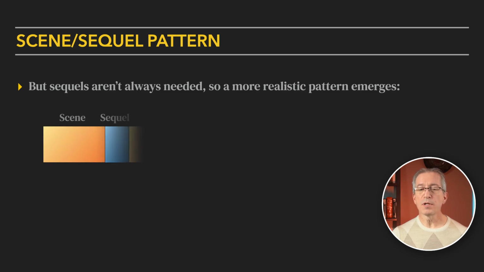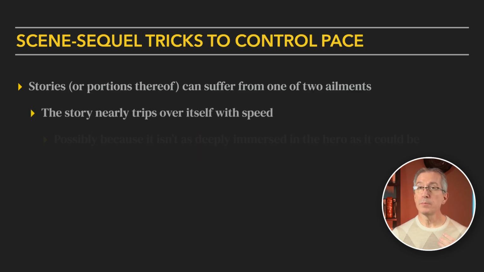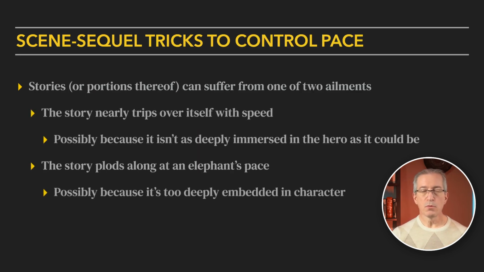But sequels aren't always needed, and so a more realistic pattern emerges. We'll have sequels at major turning points, big setbacks for the characters, emotional points in the story. So we'll only use them where appropriate. And we can use them to control pace. Stories, or even just parts of your stories, can suffer from one of 2 ailments. Either the story is tripping over itself with speed, possibly because it isn't as deeply immersed in the hero as it could be, or the story plods along at an elephant's pace, possibly because it's too deeply embedded in character.